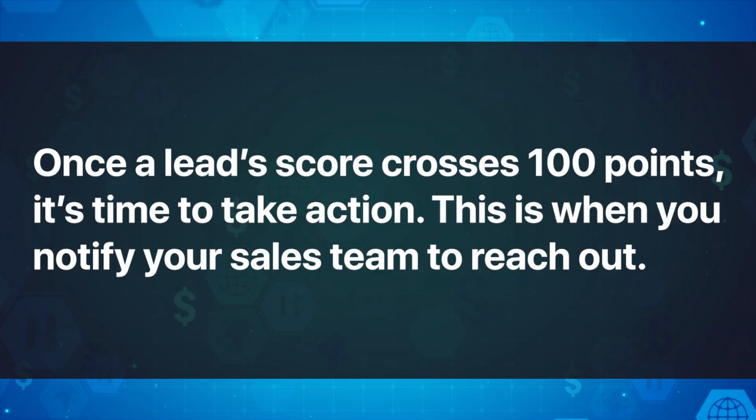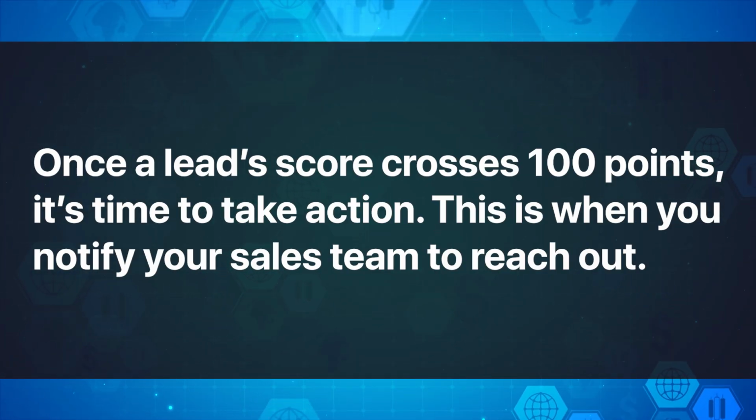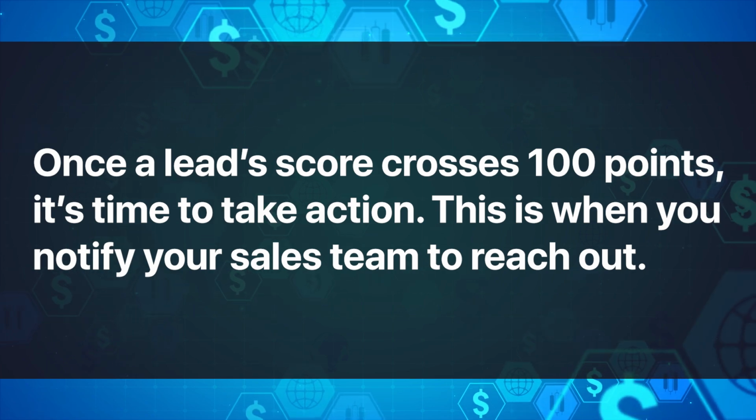Once a lead score crosses 100 points, it's time to take action. This is where you can notify your sales team to reach out. At this point, the MQL can then be transferred into a sales qualified lead.